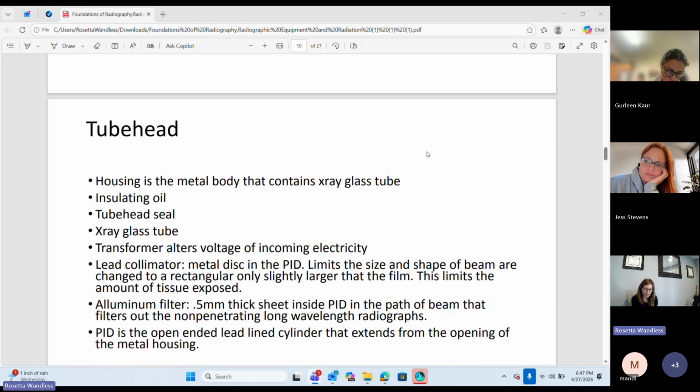And it's truly oil. It's just a bunch of oil inside that tube head that's sealed in with that lead inside the tube head to absorb 99% of the heat there. Within that, the next thing is something called the X-ray glass tube. That's where all the magic happens.